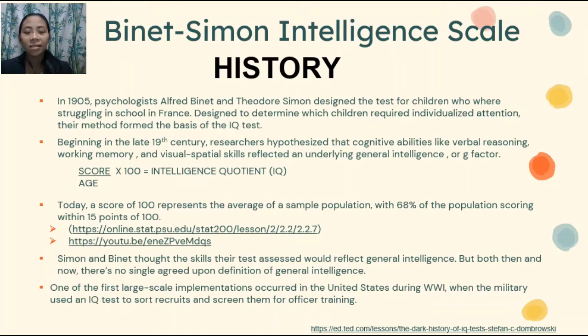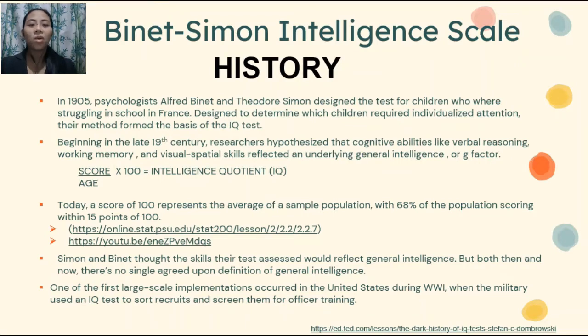Beginning in the late 19th century, researchers hypothesized that cognitive abilities like verbal reasoning, working memory, and visual spatial skills reflected an underlying general intelligence, or G factor. Simon and Binet designed a battery of tests to measure each of these abilities and combine the results into a single score. Questions were adjusted for each age group, and a child's score reflected how they performed relative to others their age. Dividing someone's score by their age and multiplying the result by 100 yielded the intelligence quotient, or IQ.